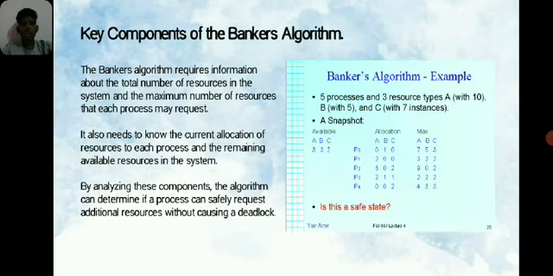Now let us come to the key components of the Banker's algorithm. The Banker's algorithm requires information about the total number of resources in the system and the maximum number of resources that each process may request. It also needs to know the current allocation of resources to each process and the remaining available resources in the system. By analyzing these components, the algorithm can determine if a process can safely request additional resources without causing a deadlock. As you can see, a Banker's algorithm example is given beside.